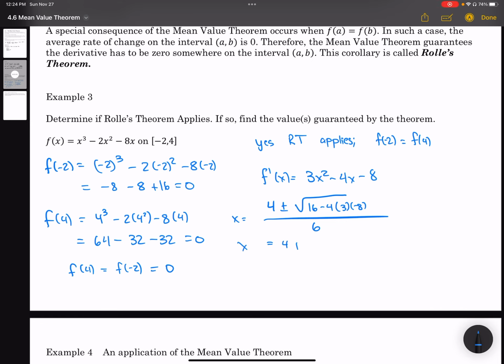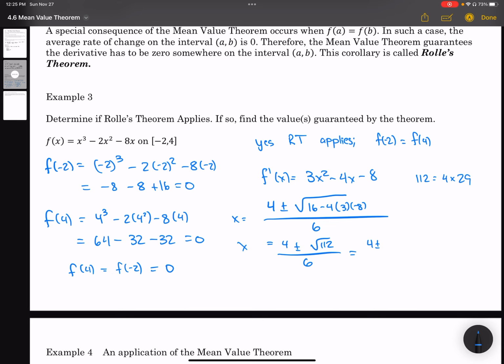So it's going to be 4 plus or minus, what's that? 32 times 3 is 96, plus 16 is 112. So 4 plus or minus the square root of 112, divided by 6. So 112 is equal to 4 times, what? 2 times 56. So 4 times 29.